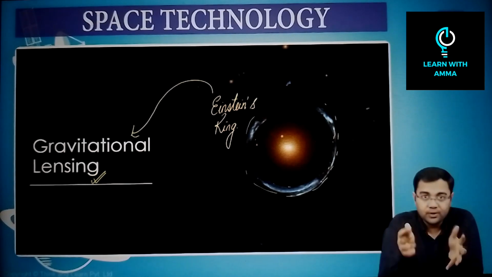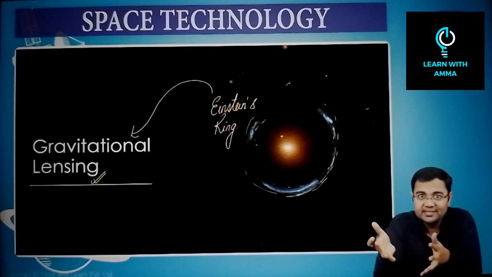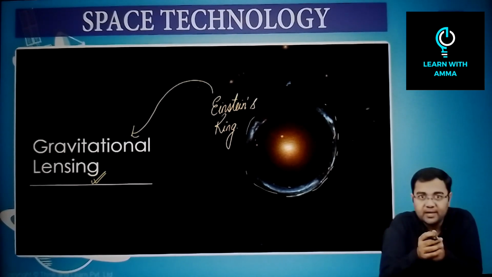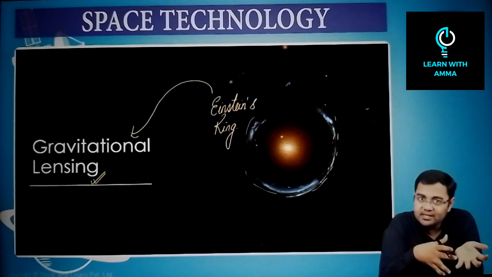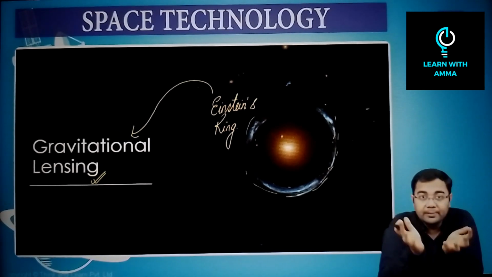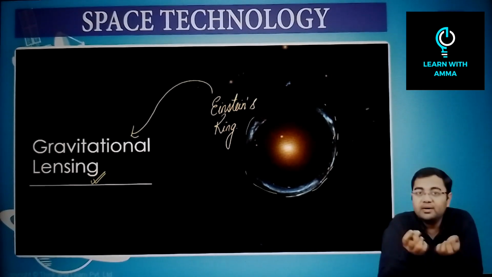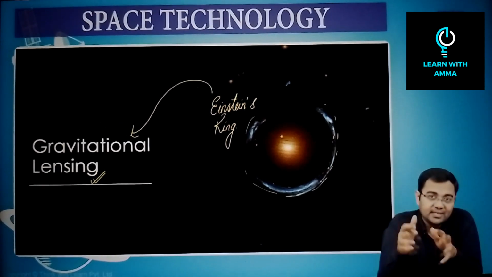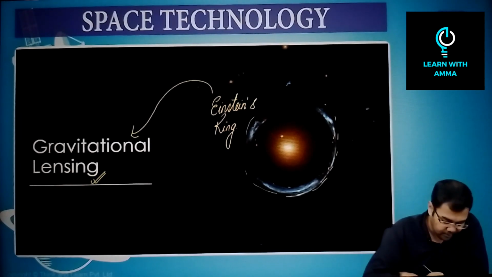Gravitational lensing is the phenomenon of distortion of the path of light that is created because of a massive object being there in the path of light. That distortion is called gravitational lensing, and because of gravitational lensing, the multiple images that are produced, if they form a circular or ring-like structure, then we call it Einstein's ring. I'm hoping that I am clear here.